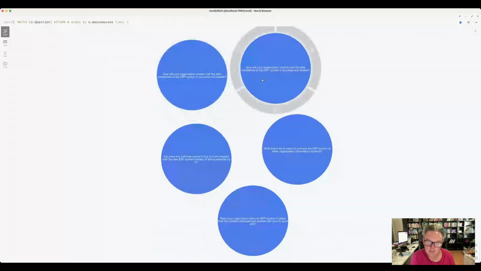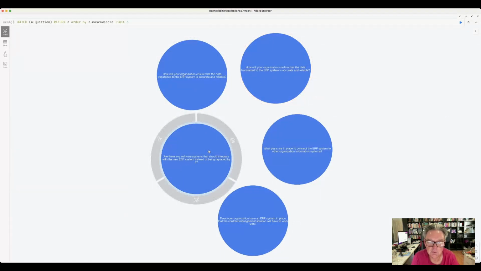And then, how will your organization confirm that the data transferred to the ERP system is accurate and reliable? Major things to worry about. Then, are there any software systems that should integrate with a new ERP system instead of being replaced by it? A lot of integration going on with ERP, so you've got to make sure it's doing that right.